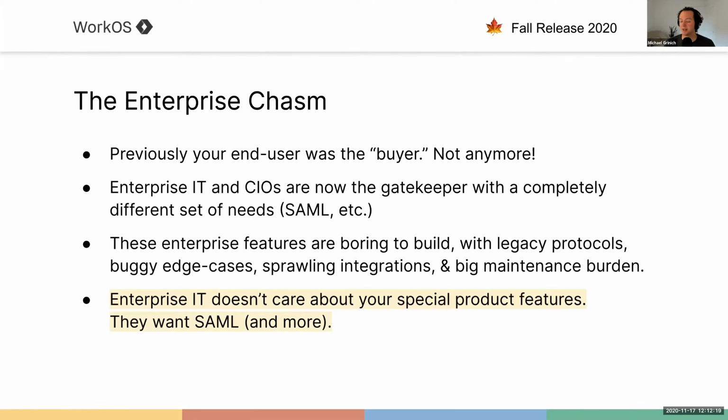Enterprise IT also doesn't care about your special product features. If you think your product is just going to be so good that they'll buy it anyway, you might be able to find some early adopters that do that. But realistically, as you actually go look at enterprise IT, they care about other stuff like SAML. And if you don't have that, it's a deal blocker. So you got to do this stuff. So this is the enterprise chasm.